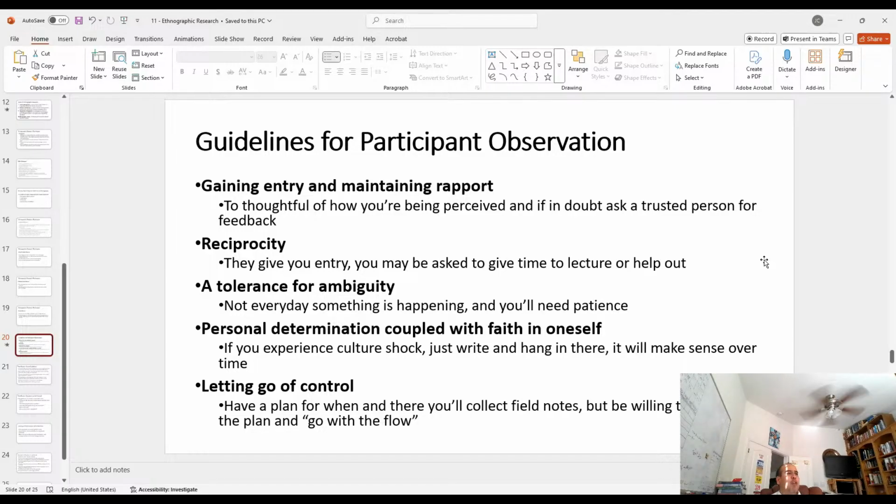Also, letting go of control, right? Don't think that you're going to control everything. Have a plan for when you'll collect field notes, but be willing to abandon the plan and go with the flow. Sometimes you can't observe because you're asked to do something else. You've got to be open to those types of things.